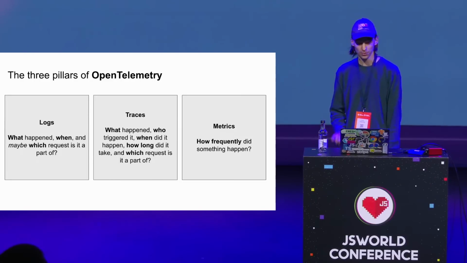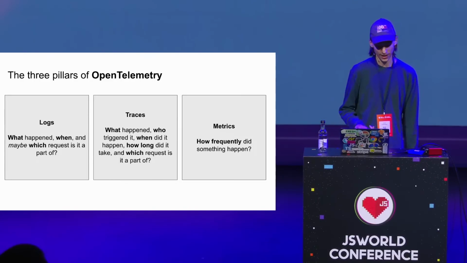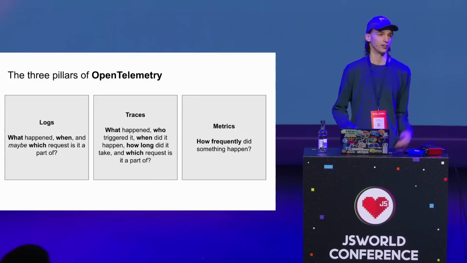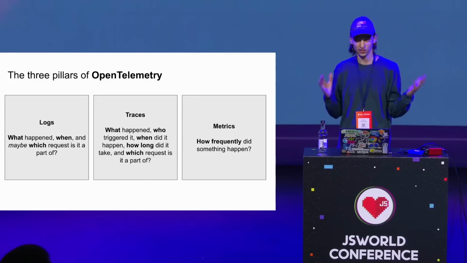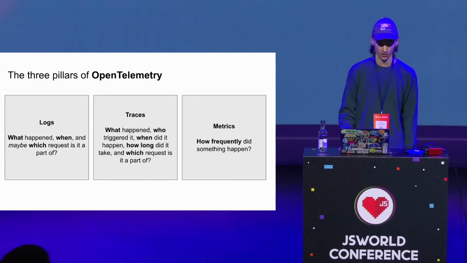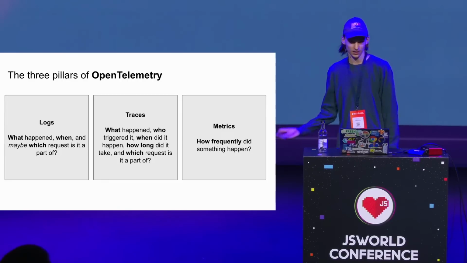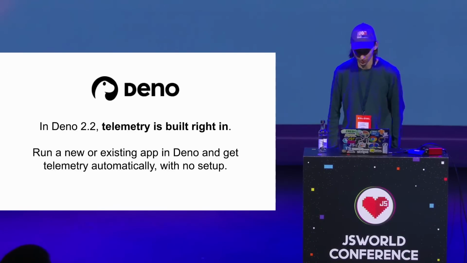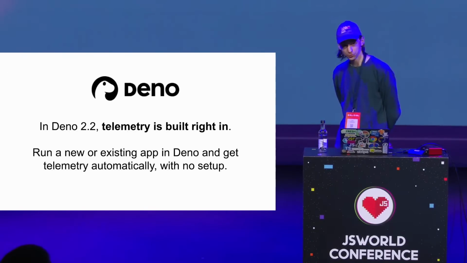Traces: what happened? Who triggered it? When did it happen? How long did it take? And which request is it a part of? Traces are the thing that you use to debug things if you already know there's a problem and you want to figure out what the problem is. And metrics, if you want to get woken up at 3 in the morning because your app is down. So yeah, that's in Deno 2.2.